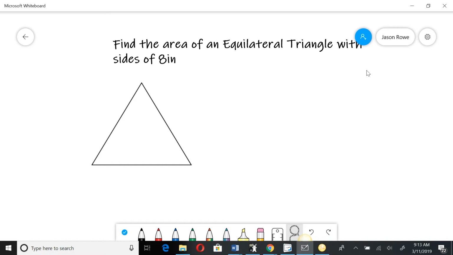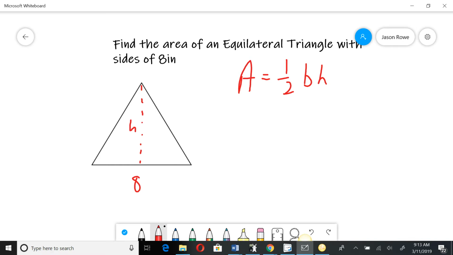In order to find the area of a triangle, the formula is 1/2 the base times the height. Well, we only have one thing. We have the base, which is 8. So we need to figure out this height right here. So how do we do that?